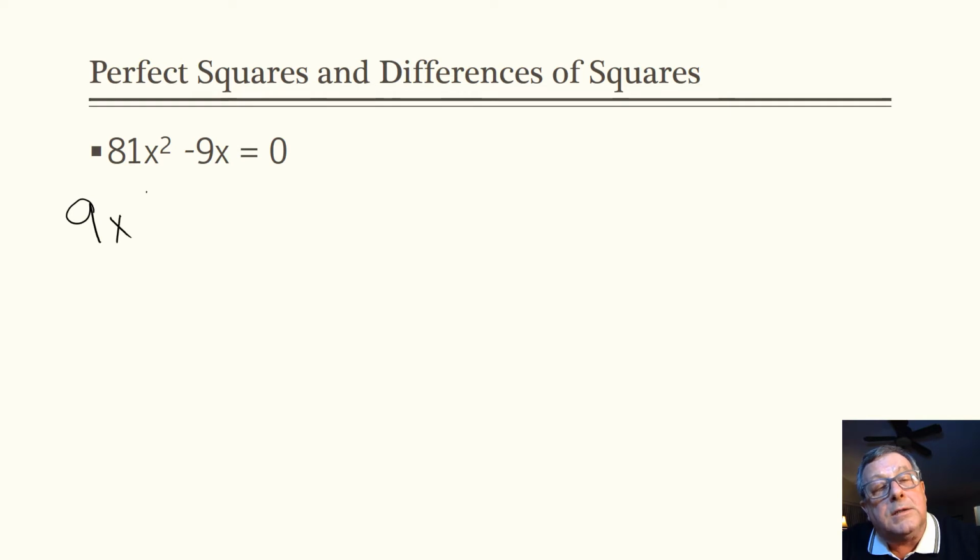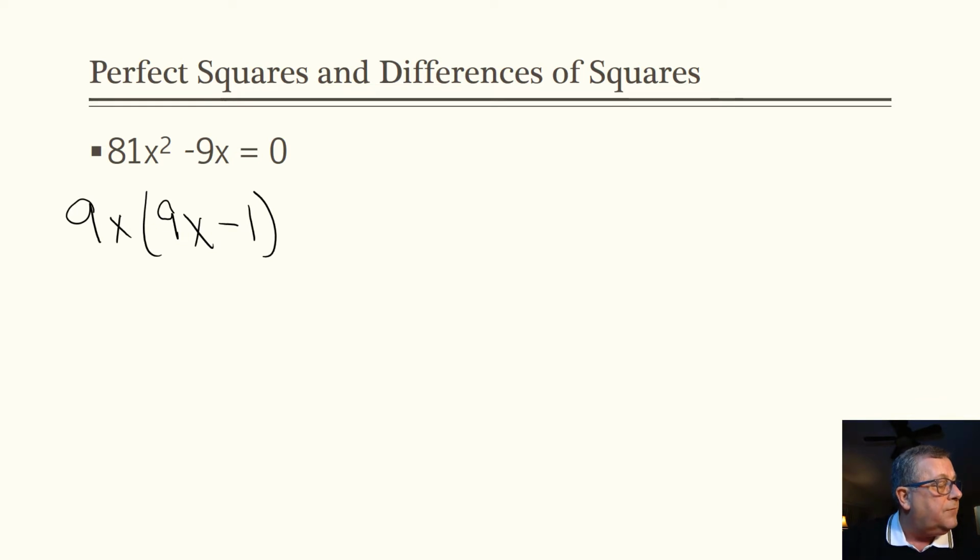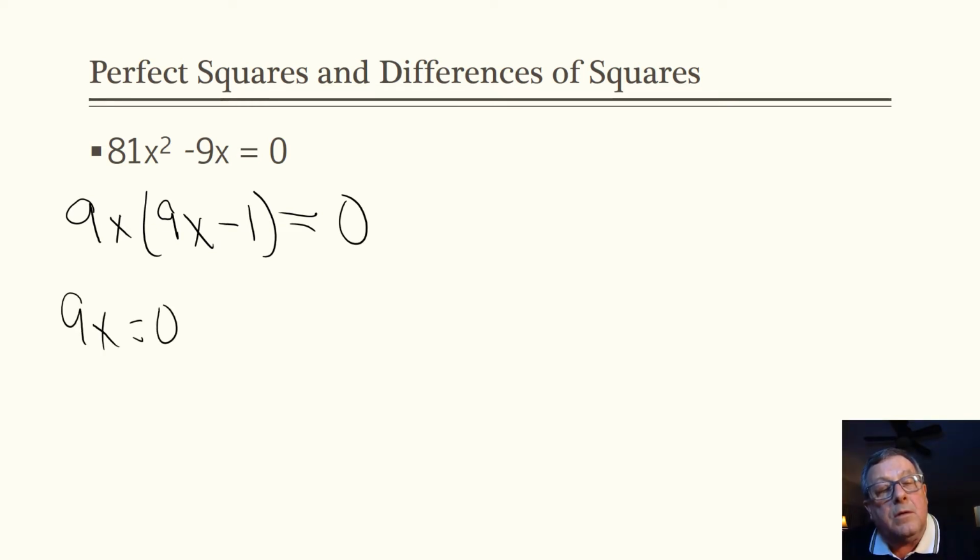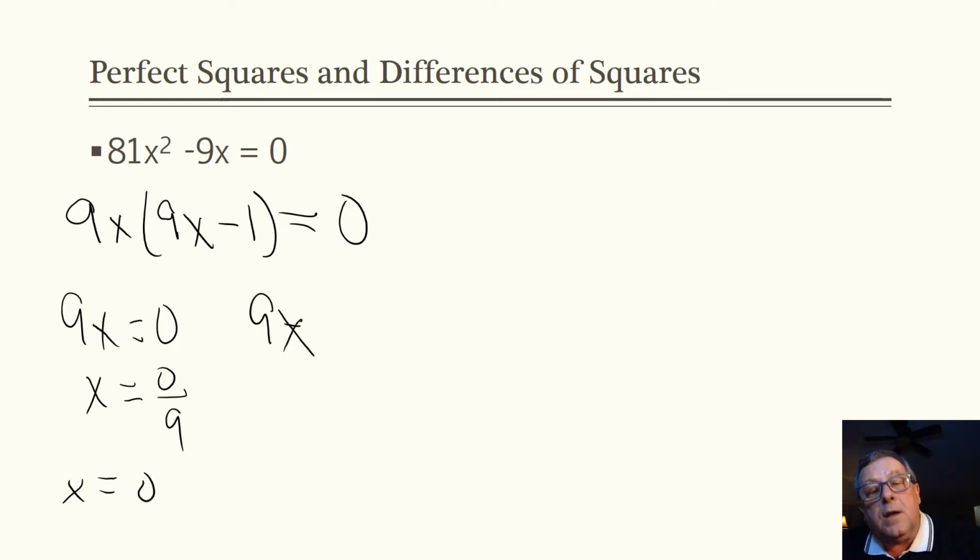So we've got 9x, and that leaves us with 9x minus 1. And those are our two factors. This didn't really illustrate the difference of squares like I would have done if I was making up this problem. It's really more of a greatest common factor problem. But we're going to set each of the factors equal to 0. So we've got 9x equals 0. We divide by 9, and of course 0 divided by 9 is just 0. And then we've got 9x minus 1, our second factor.